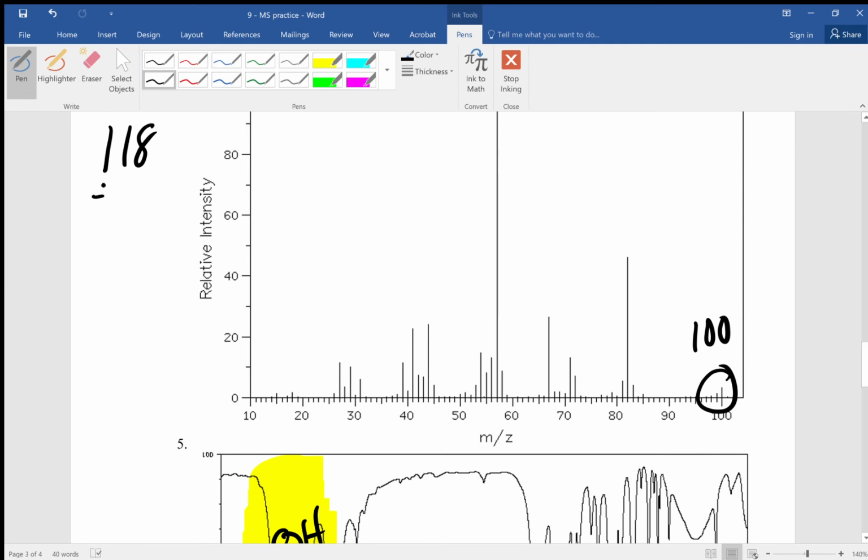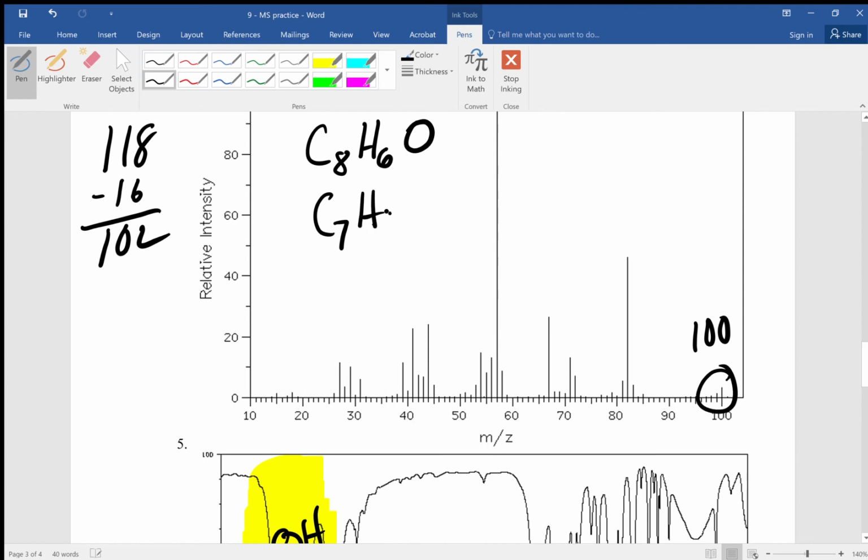If we subtract out the 16 for the oxygen, we're left with 102. And then we could try 8 carbons with 6 hydrogens and an oxygen. That works. Or we could go down to 7 carbons. Well, if we go down to 7 carbons, that means we're going to need 18 hydrogens. And that's too many.